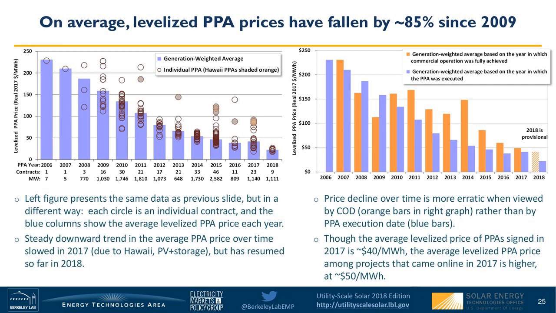But you can see that the price spread between the orange and blue bars has diminished considerably in recent years as we've really entered this era of very low PPA prices. And it's gotten to the point where there's really not much difference between the two anymore.